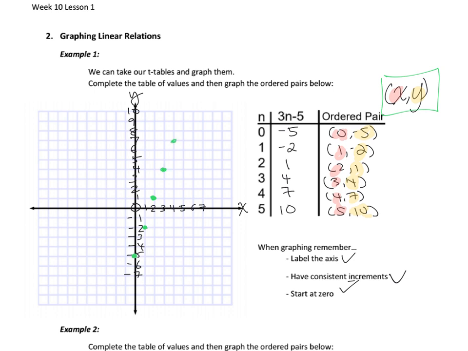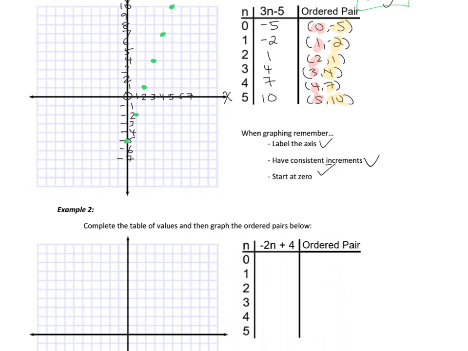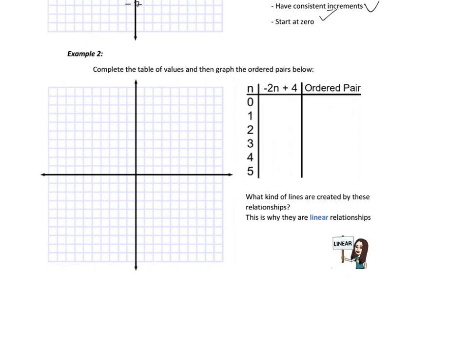4 and 7, and lastly 5 and 10. Okay. And those are my ordered pairs on a graph, and that's all I do. Okay, so finding out the ordered pair was very similar to the first part of this lesson. For this part, all you're doing is now putting it onto a graph. Okay. All right, let's look at another example.